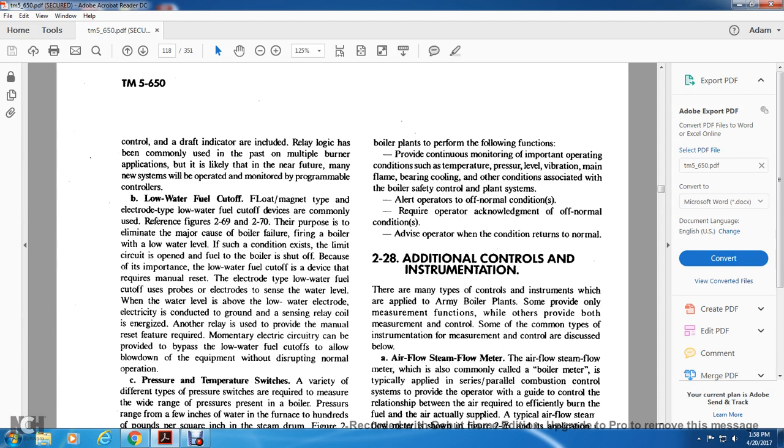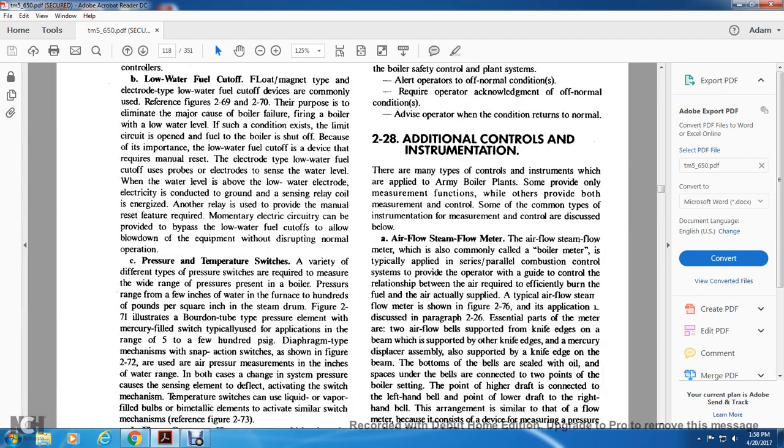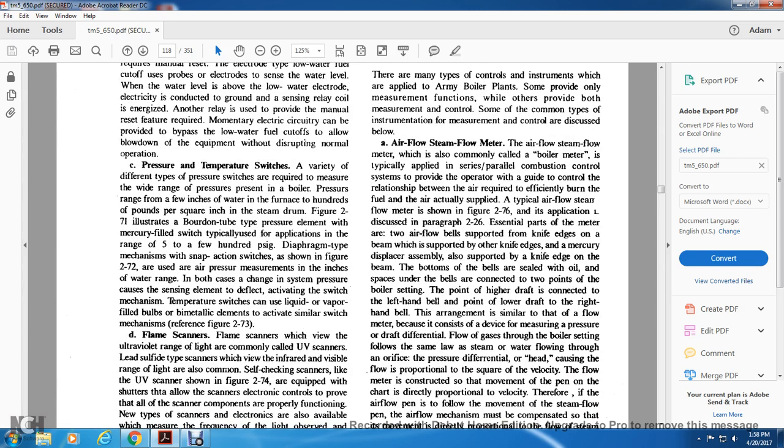The electrical type of low water fuel cutoff uses probe electrodes to sense the water level. When the water level is above the low water electrode, electricity conducts to the ground, the sensing relay control coil is energized, and other relays are used to provide the manual reset feature required. Momentary electrical circuits can be provided with the bypass low water fuel cutoffs to allow the blowdown equipment for the disruption of normal operation.